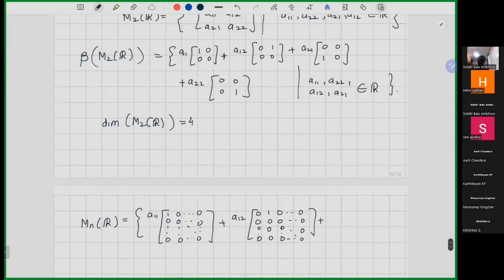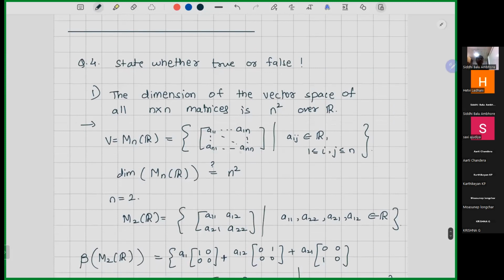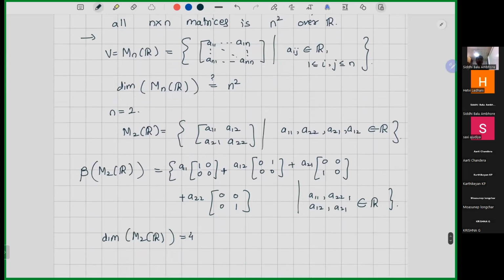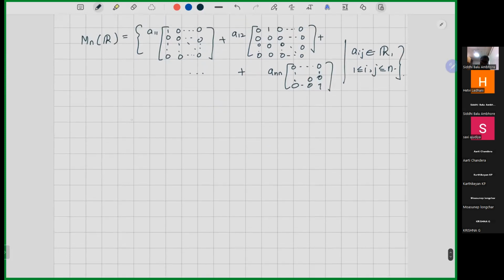So here it will be n squared, because we can choose these n squared many elements. Similar to what we did in the M2R case, we continue this, and the last element will be ANN with everything else 0, such that Aij belongs to R and 1 less than or equal to i, j less than or equal to n.